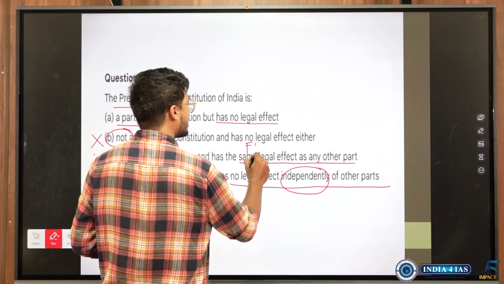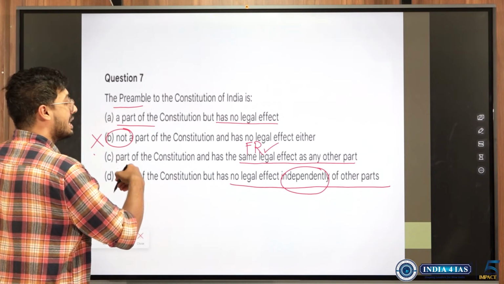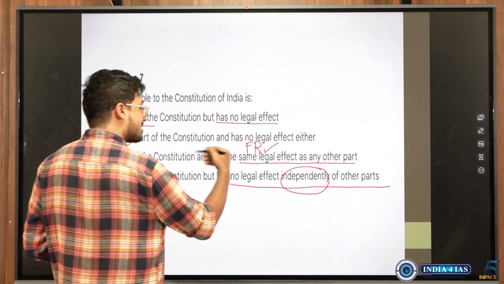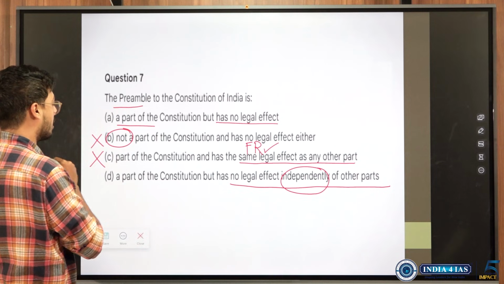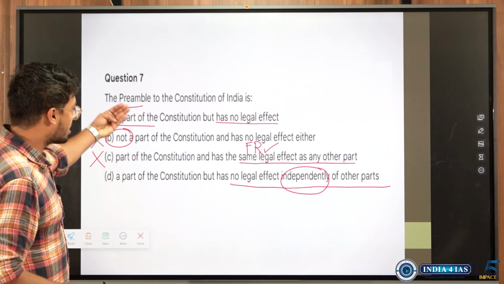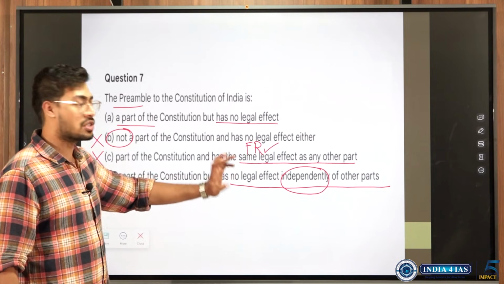For example, Constitution has fundamental rights. Now this is justiciable, whereas preamble is non-justiciable. So it does not have the same legal effect as any other part. So this is wrong. Next, a part of the Constitution that has no legal effect. This is correct, directly you cannot enforce it.